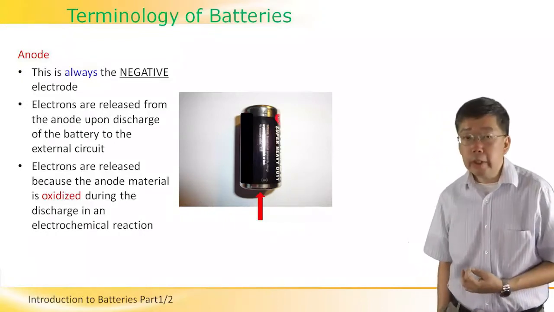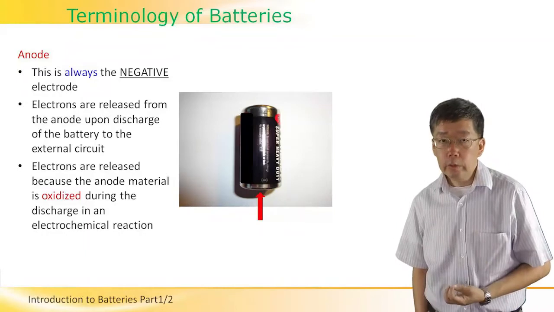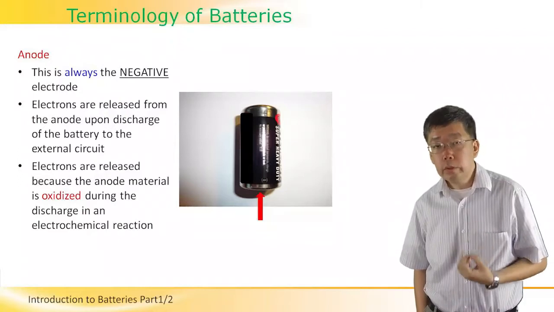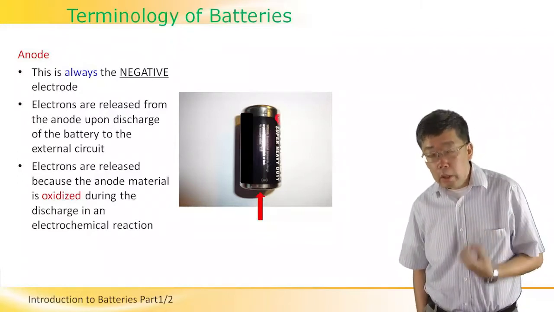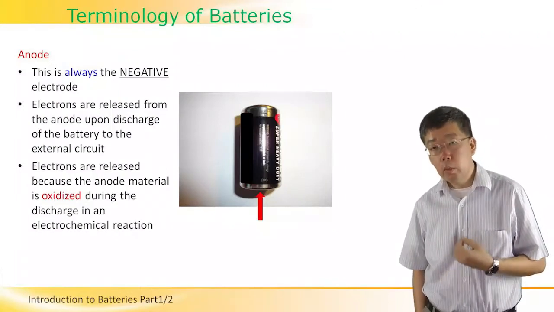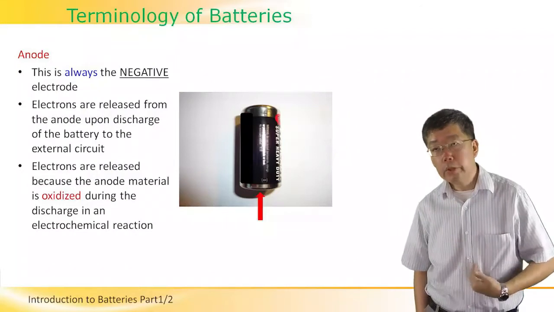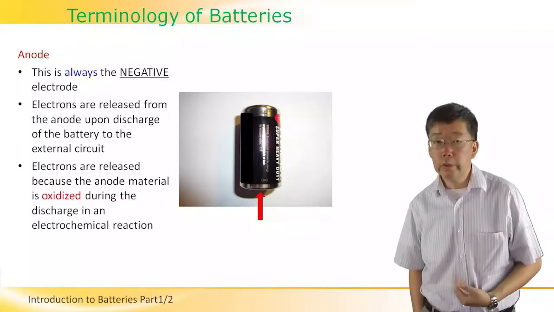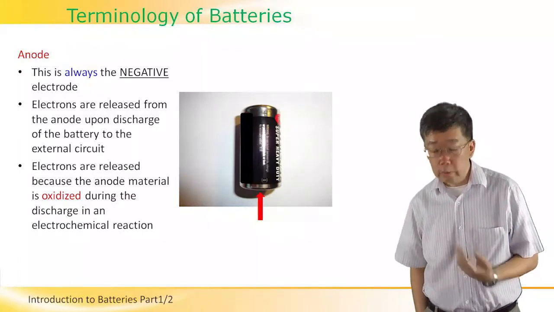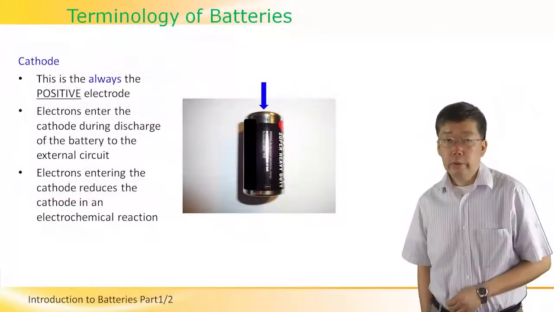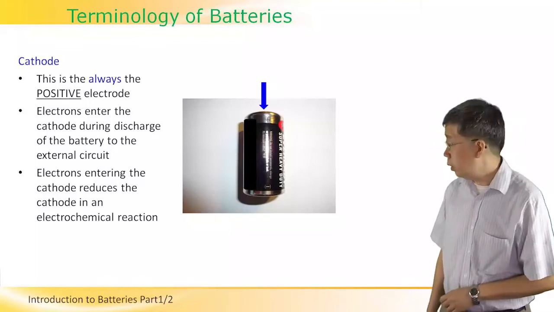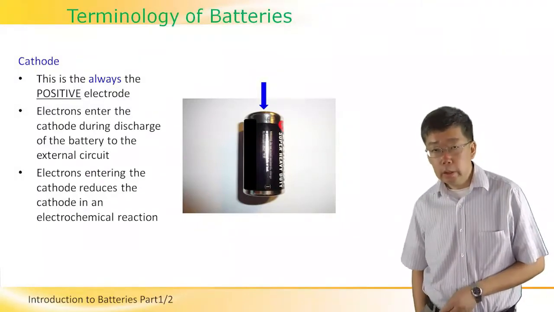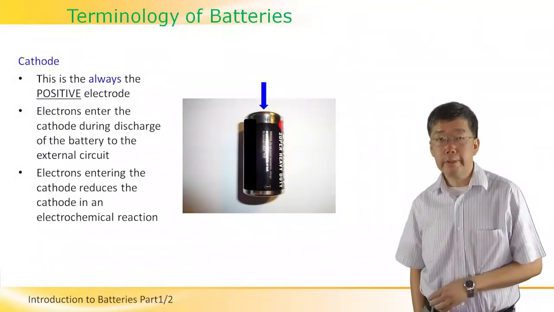And electrons are released from the anode because the material of the anode is being oxidized during the discharge in the electrochemical reactions within the battery. So oxidation simply means the material is losing electrons, is transferring electrons to the cathode, which we will talk about next. So the cathode is the complementary electrode in any battery, and it's indicated by the blue arrow in the photograph on the right side.